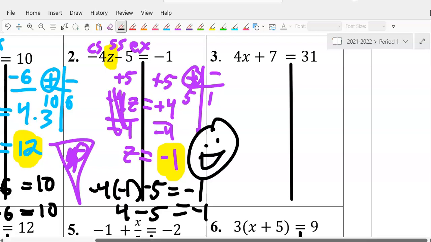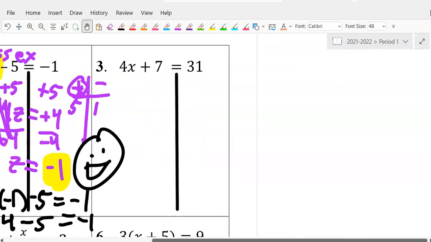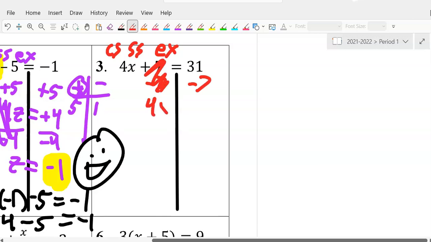Okay, pick a color, any color. Red. Okay, what's your first step? Superstar, co-star, extra. Who's superstar? X. Co-star? 4. Extra? 7. Good. You have to put -7 on both sides to get rid of the extra. So we have 4x is equal to? 24. Alright, then you have to divide by 4.